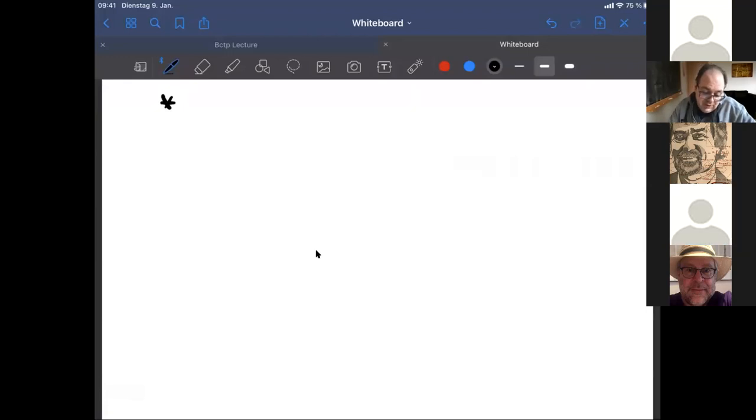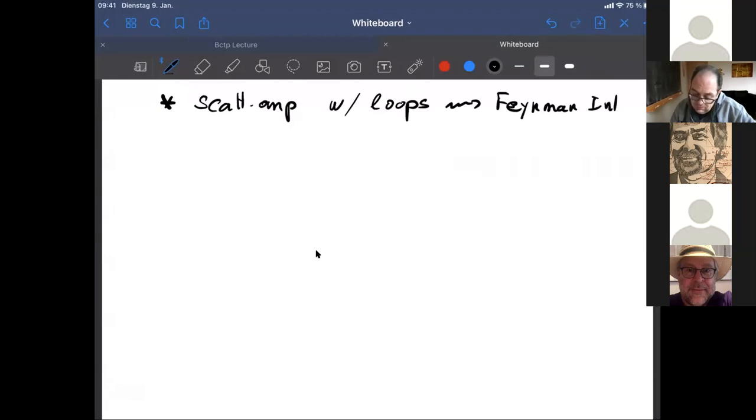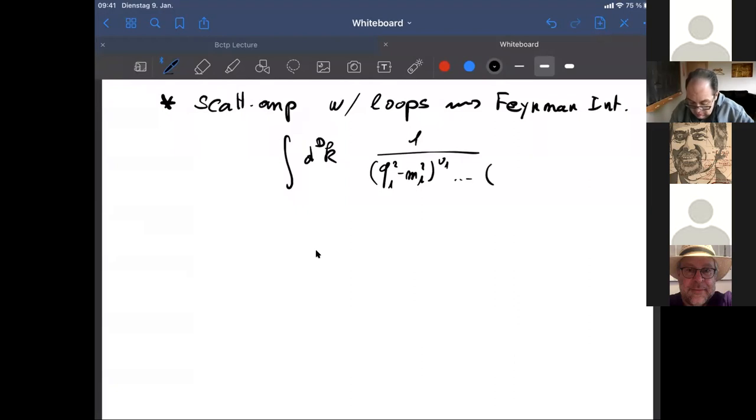The objects that we want to compute are scattering amplitudes with loops, so Feynman diagrams with loops. And this leads us to the notion of a Feynman integral, which is an integral over a loop momentum and some propagators. Okay, so this is what we said yesterday.